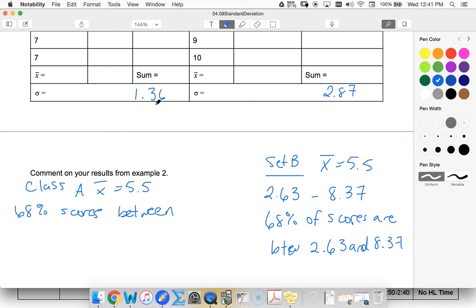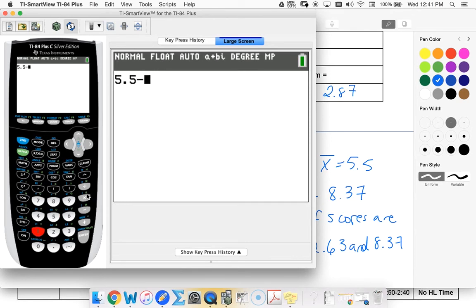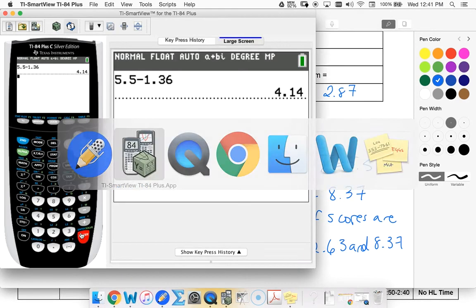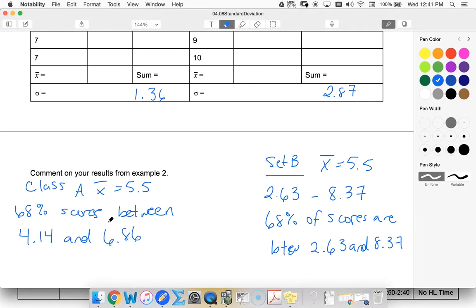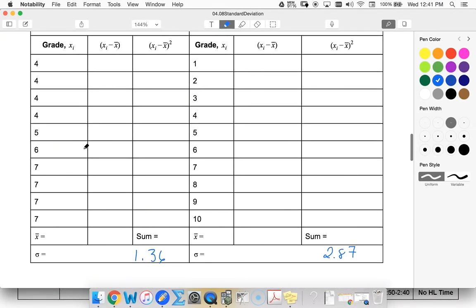So we need to do 5.5 minus 1 standard deviation. 5.5 minus 1.36 is 4.14, and 5.5 plus 1.36 is 6.86. This would round to 7, this would round to 4. We actually see 100% of our points are within 1 standard deviation. So that tells us that this data is really close together. All right, so that's using our calculator to calculate standard deviation. In the next video, I'm going to show you how to do it by hand.